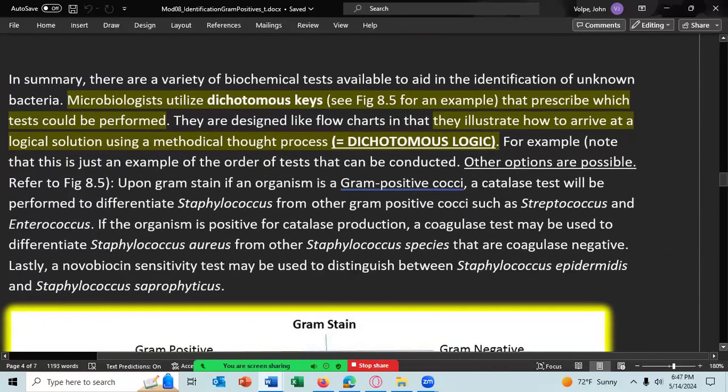In summary, there are a variety of biochemical tests to aid in the identification of unknown bacteria. Microbiologists utilize a dichotomous key that helps them identify their species from their test results. An example of a dichotomous key is shown here using dichotomous logic.